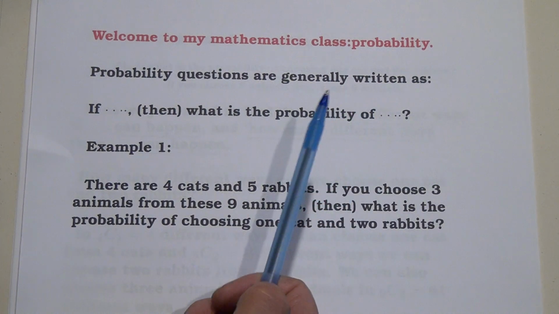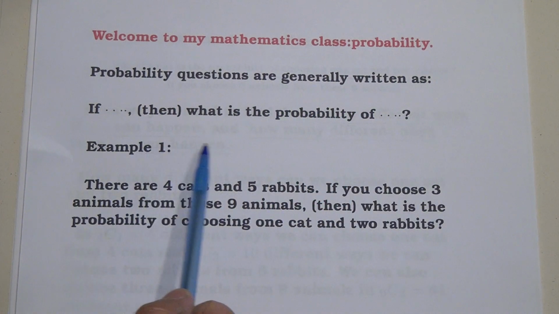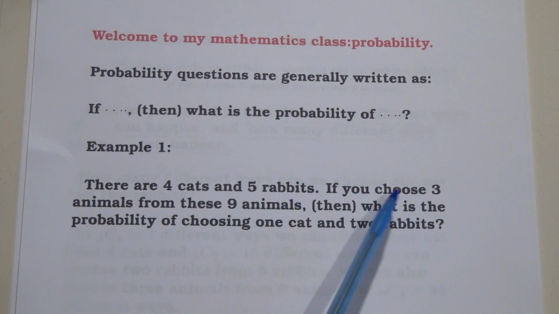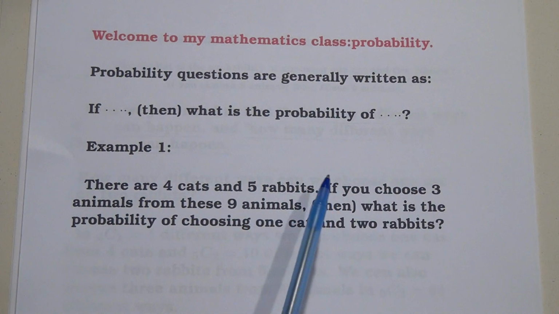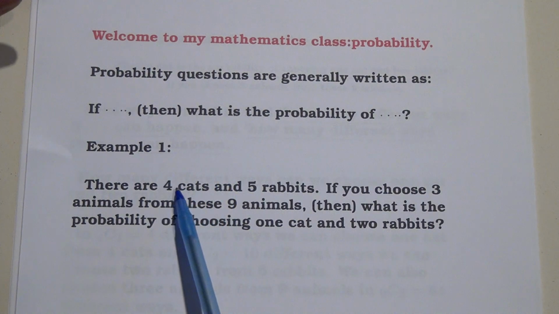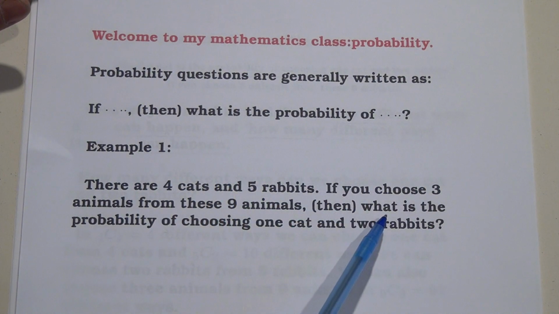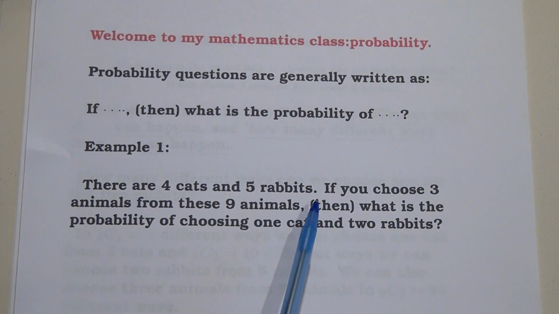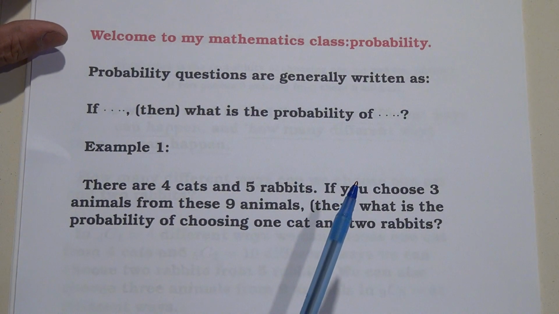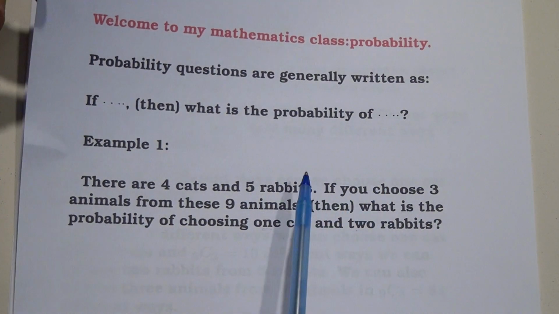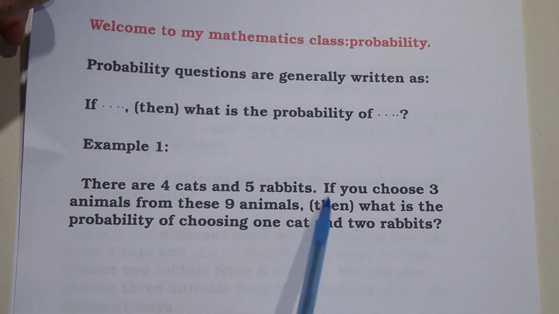What does that mean? Let's go over it with example 1. There are 4 cats and 5 rabbits. If you choose 3 animals from these 9 animals, then what is the probability of choosing 1 cat and 2 rabbits? You understand, right? 4 cats and 5 rabbits, total 9 animals. And from here you choose 3 animals randomly. Then what's your chance you get 1 cat and 2 rabbits? Got it?